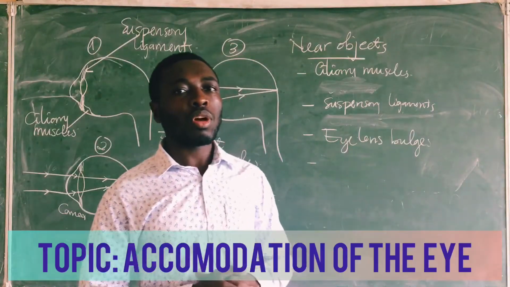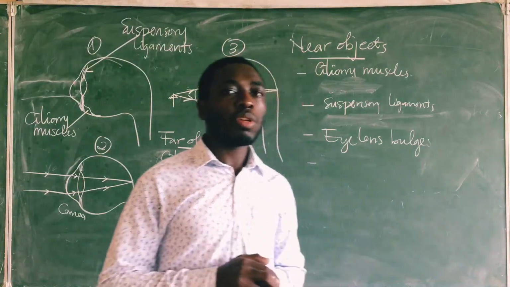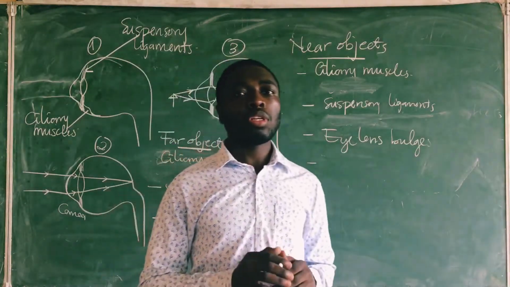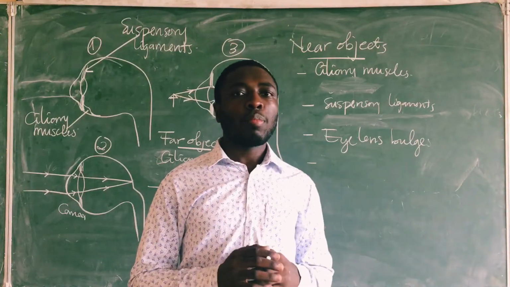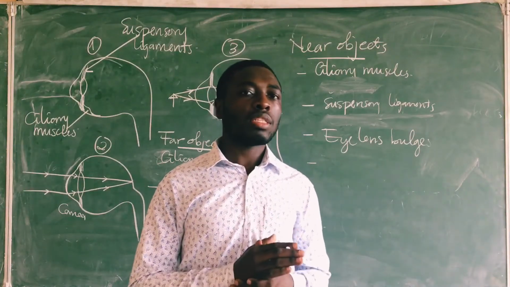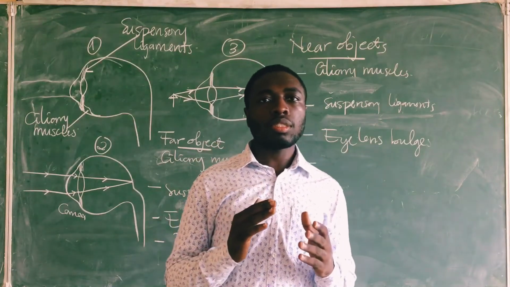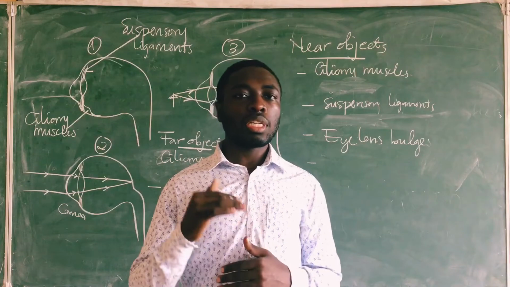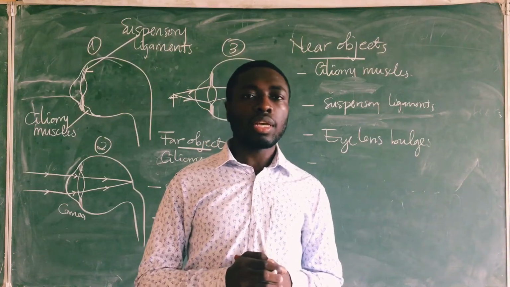Going to be discussing on accommodation. So what is accommodation? Accommodation is simply the process by which the eye is going to focus an object by changing the shape of its lens onto the retina, and it's going to depend on if the object is at the far distance or it is at the distance close to the eye.